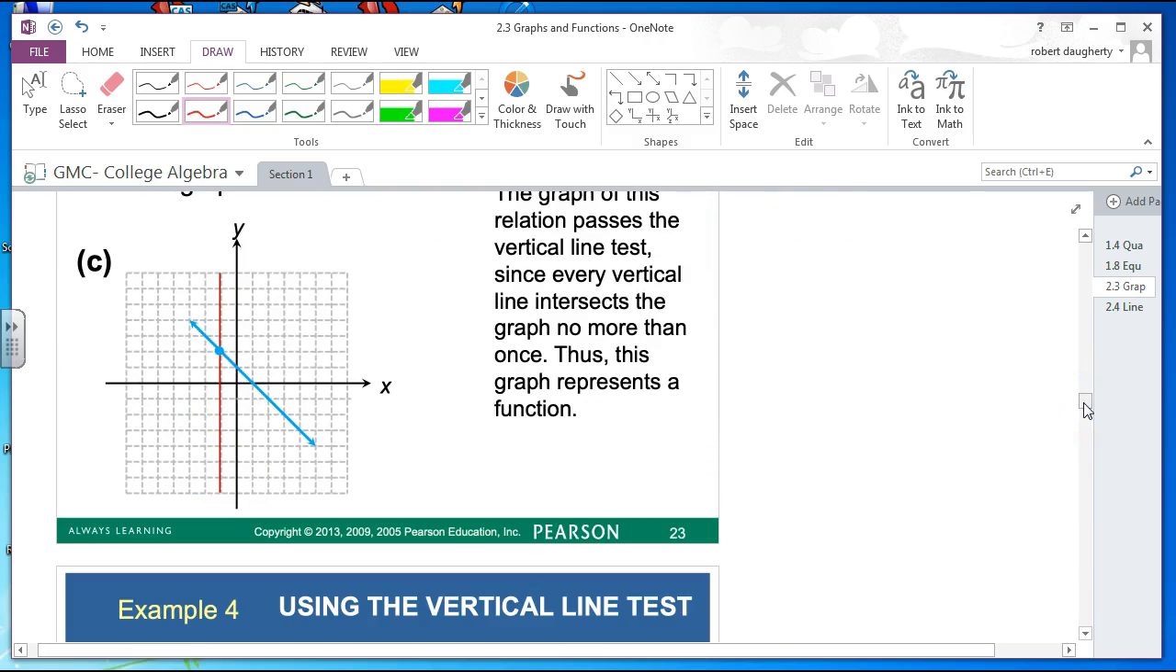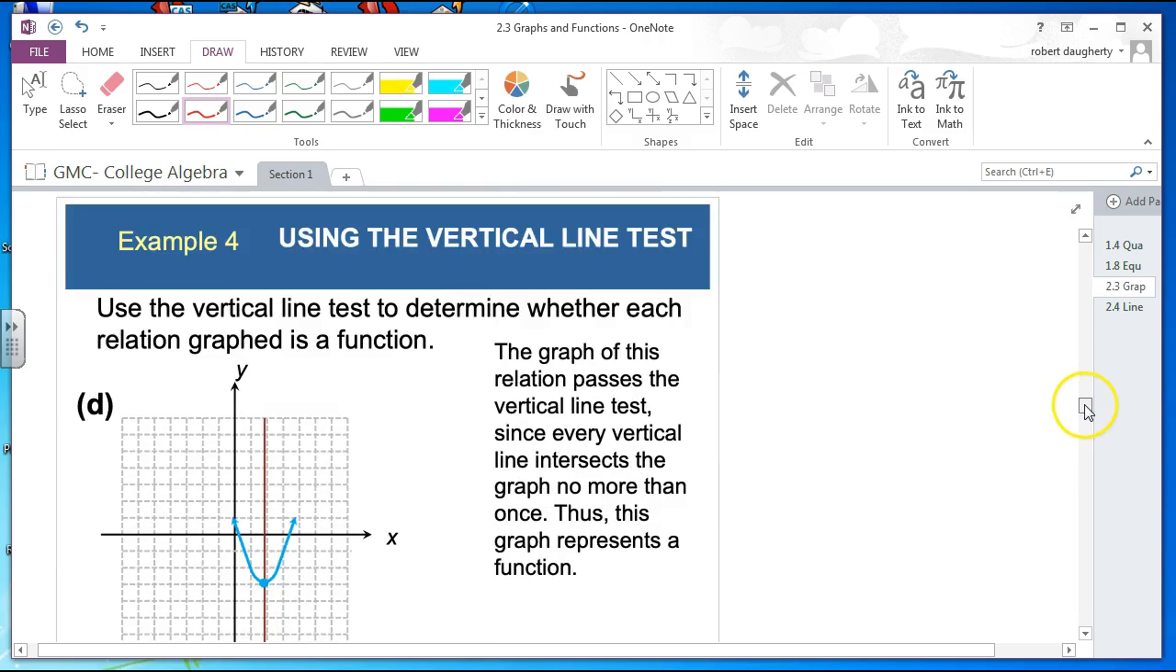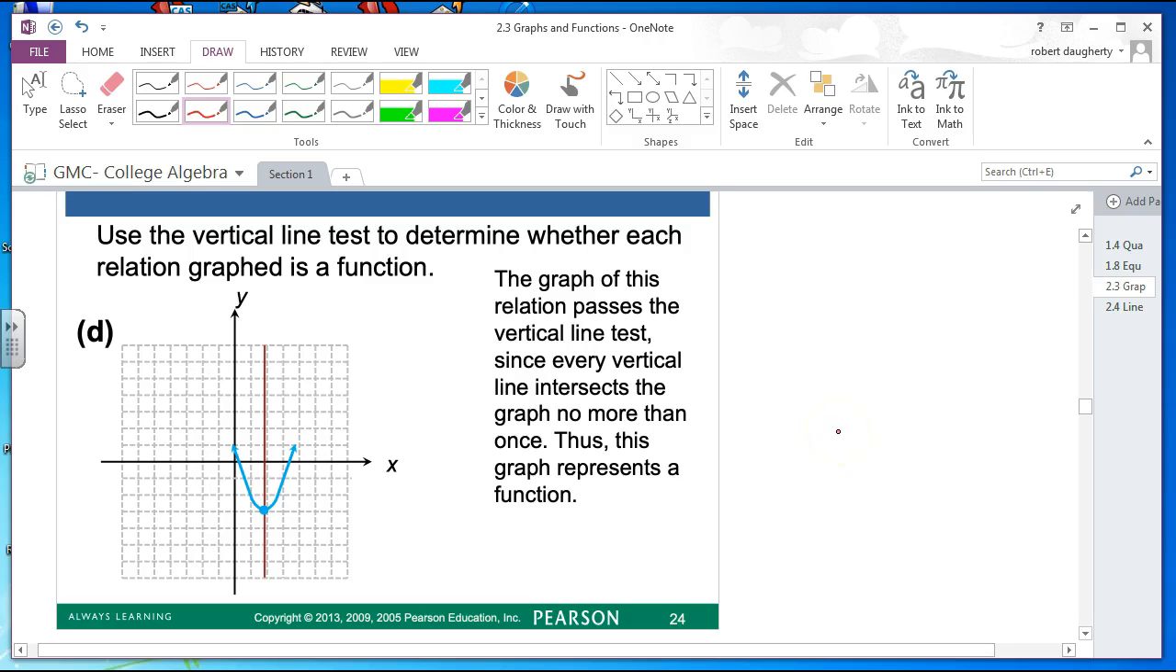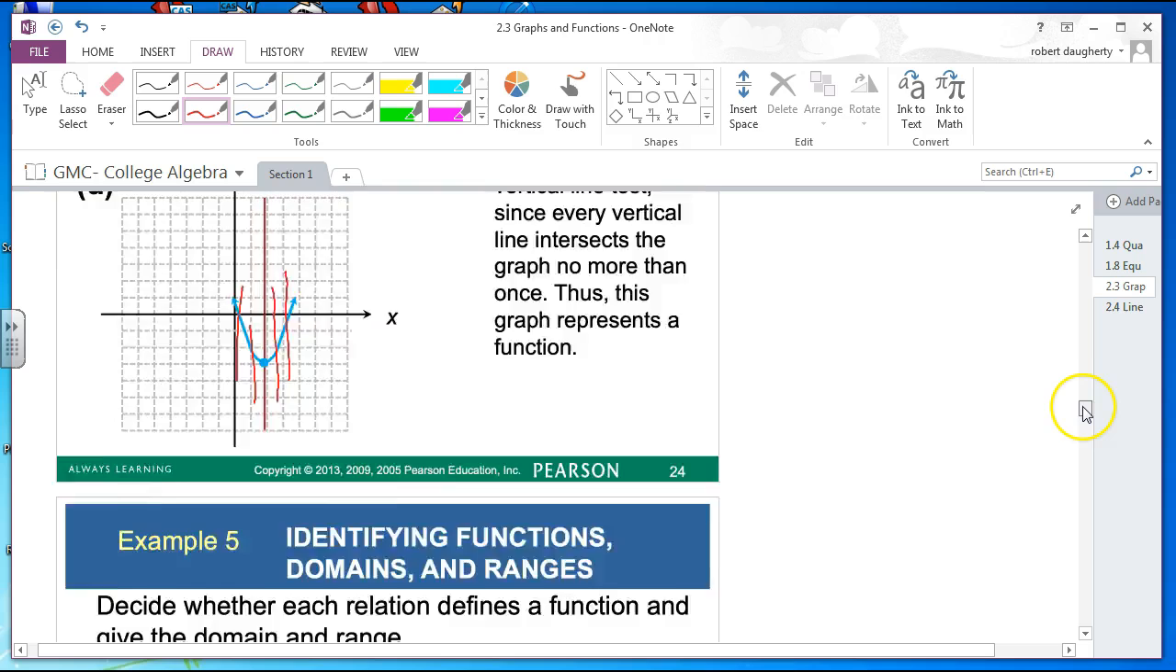So let's look at this. Is this a function? No matter where you draw a vertical line here, it only crosses that blue line one time. So yes, this is a function. Let's look at the next one. Is this a function? No matter where I draw a vertical line, it's only crossing that graph one time. So yes, this is a function.